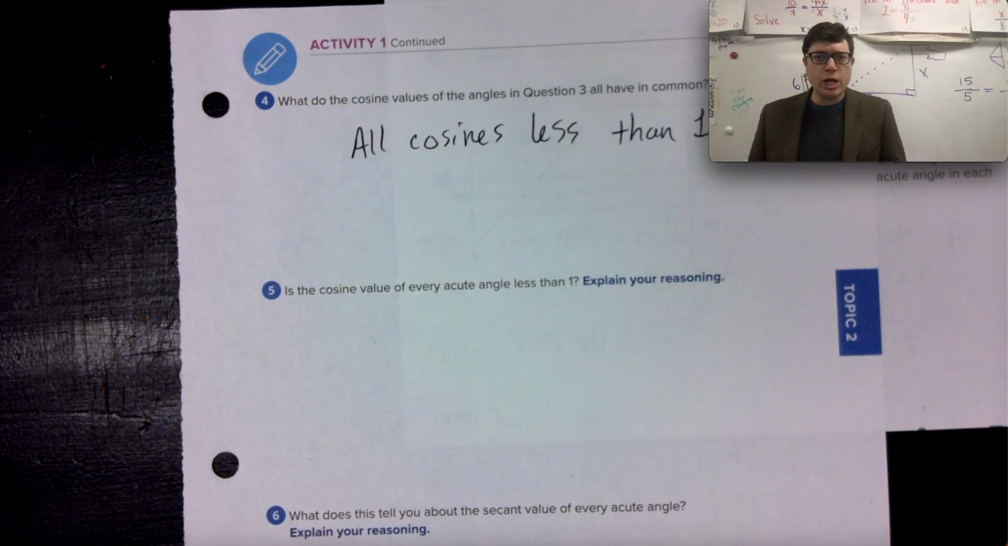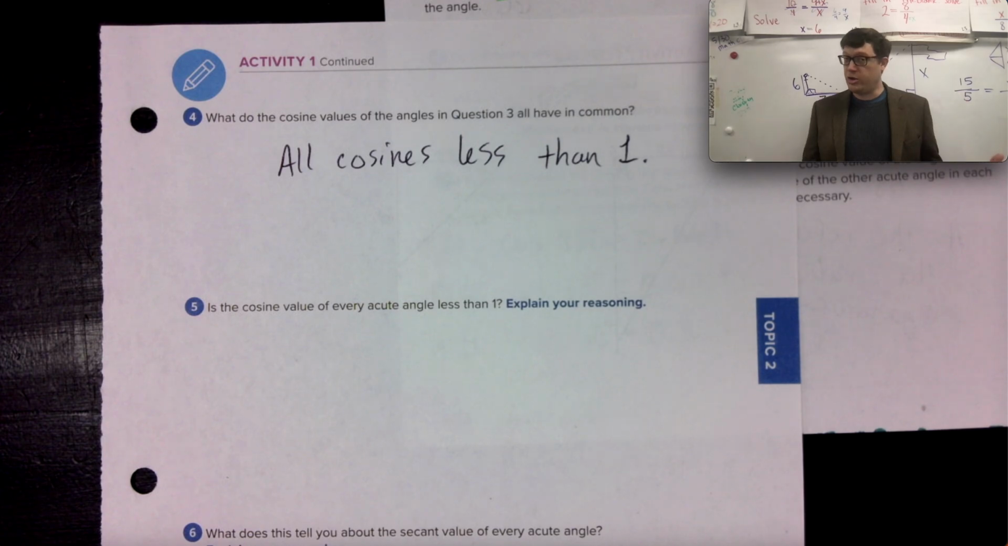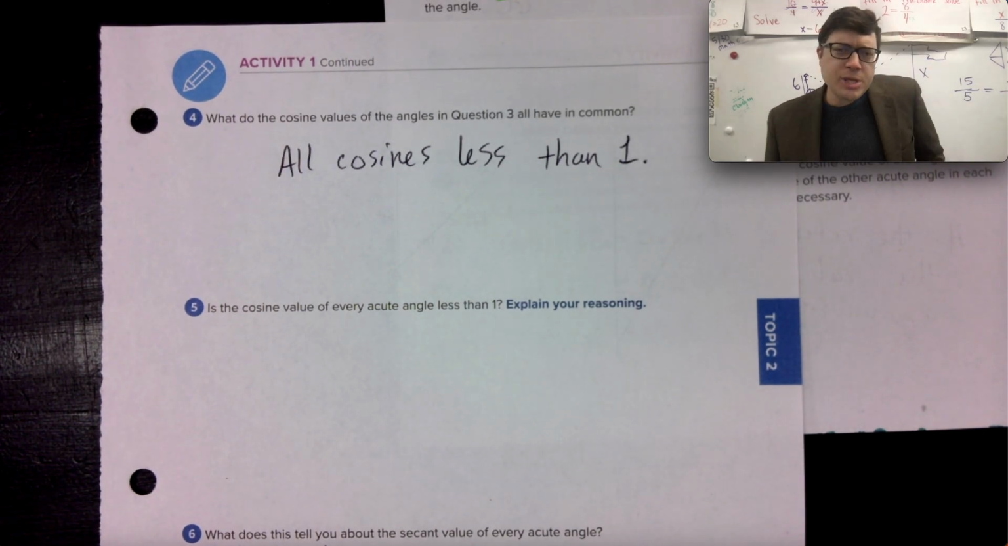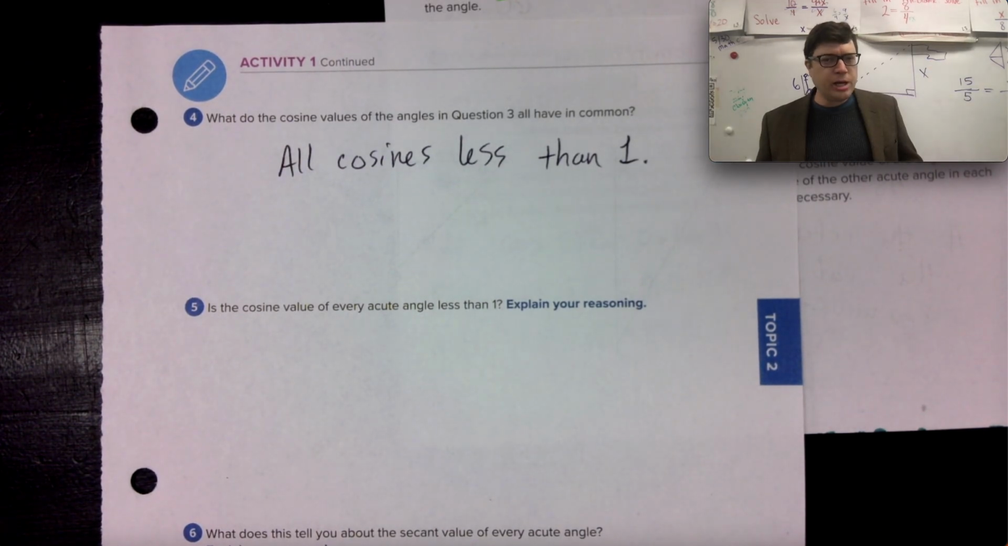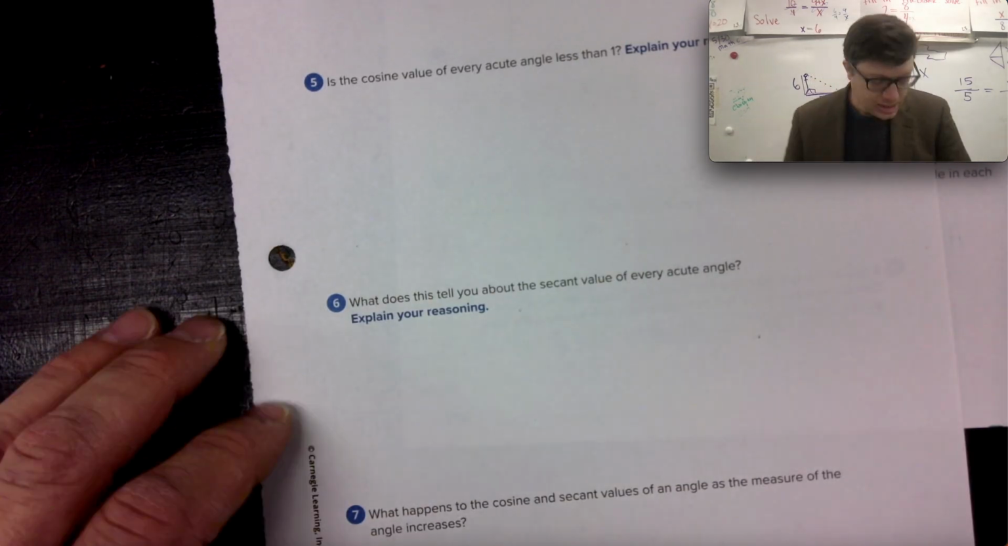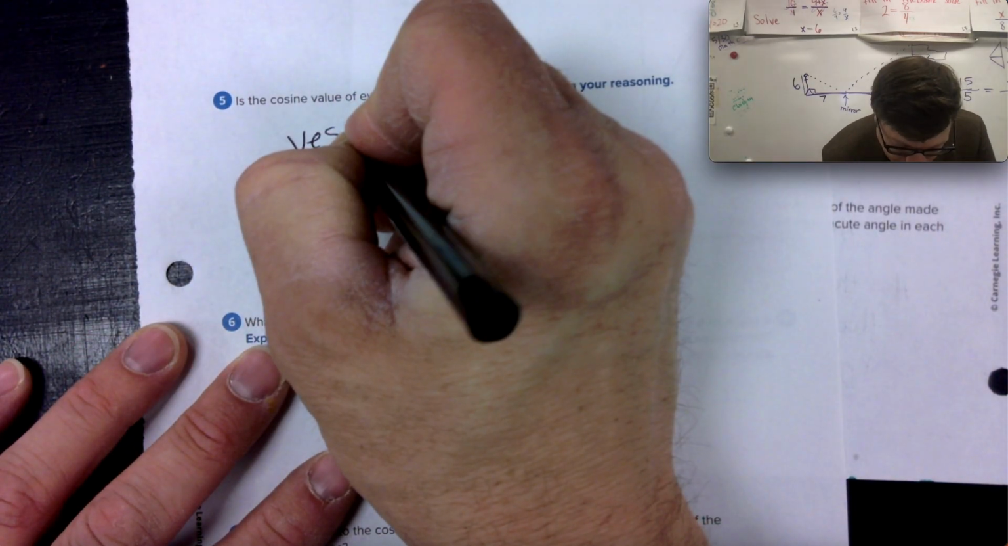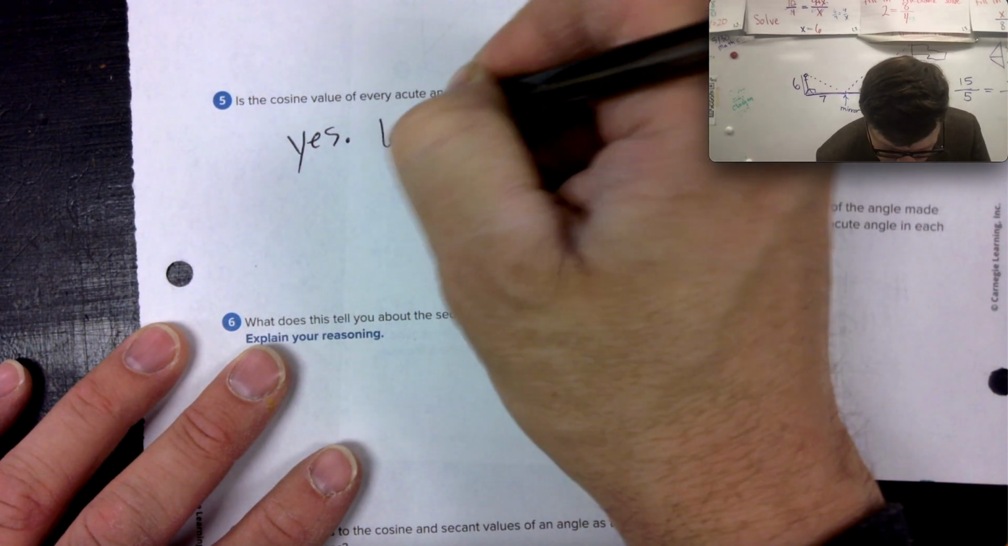Could it potentially be the reverse for secant? Secant and cosine are related. They are reciprocals of each other. Is the cosine value of every acute angle less than 1? I'm going to say yes, but let's go ahead and test it. So, yes, let's check.